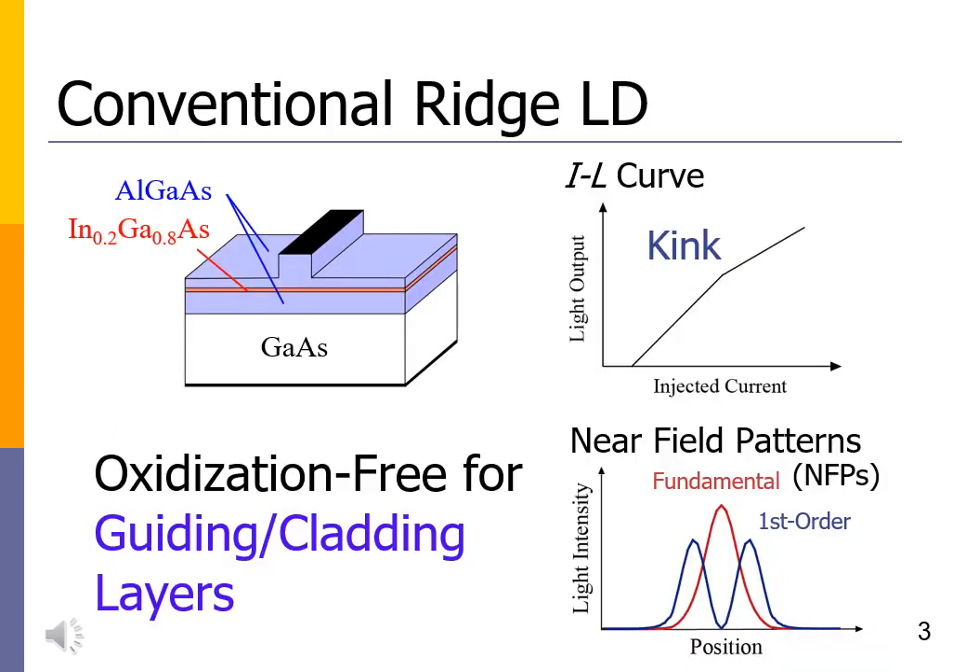In the ridge structures, higher-order horizontal transverse modes as well as the fundamental horizontal transverse mode are confined to their waveguides. Therefore, with an increase in injected current, higher-order horizontal transverse modes lase, and kinks appear in their current versus light output curves.